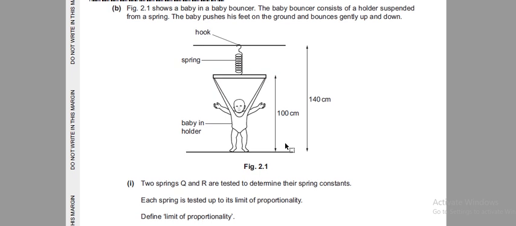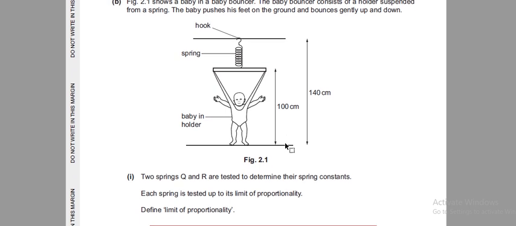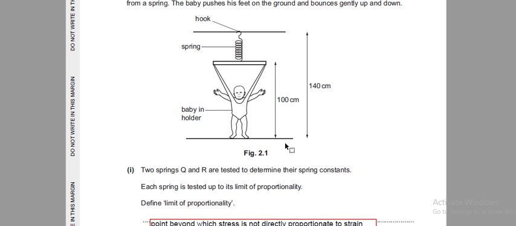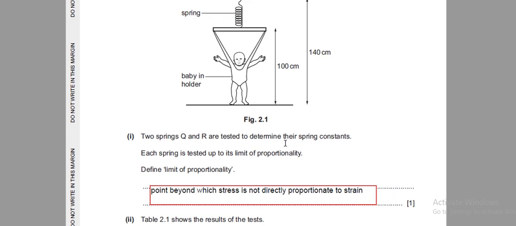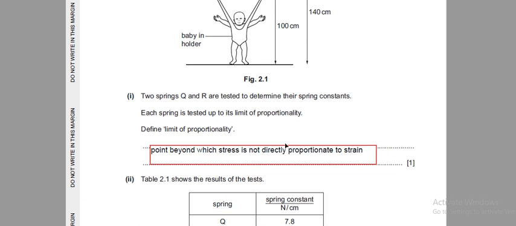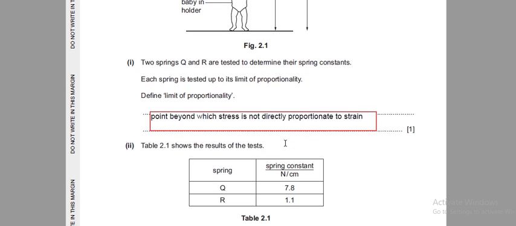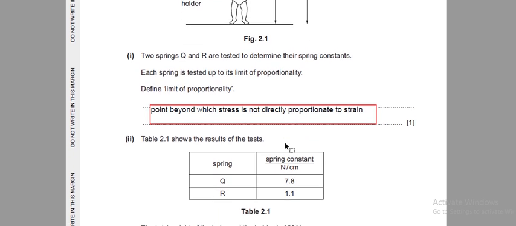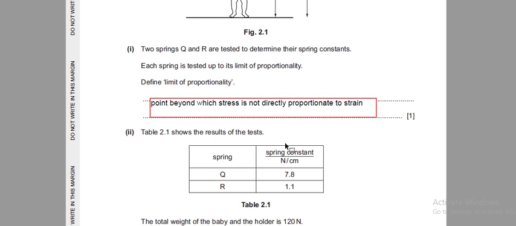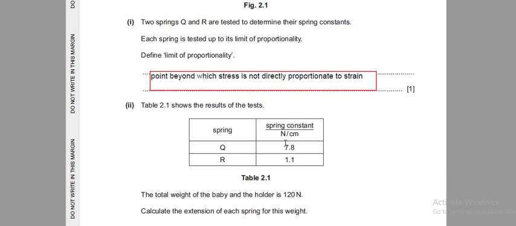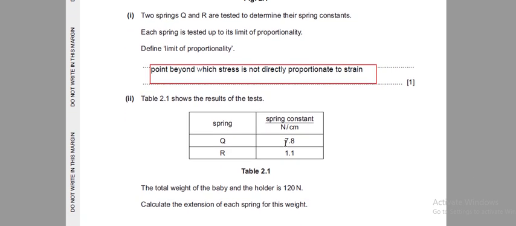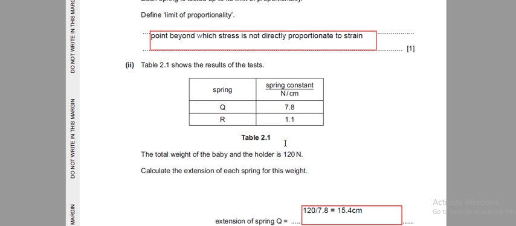Here is a baby in a holder suspended by a spring. To make the baby move up and down gently, two springs are tested. Define limit of proportionality: the point beyond which stress is not directly proportional to strain.